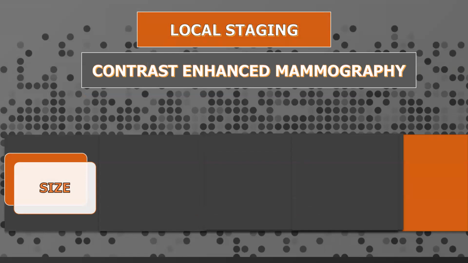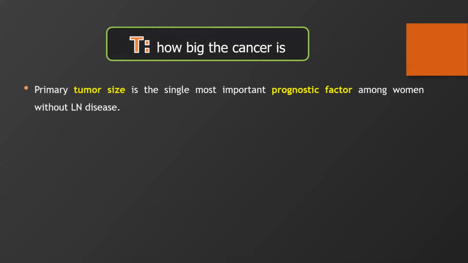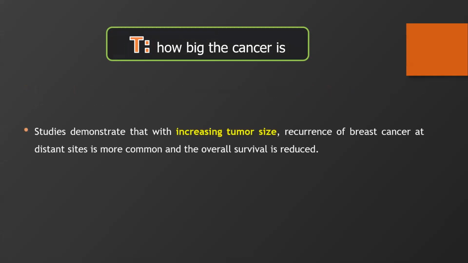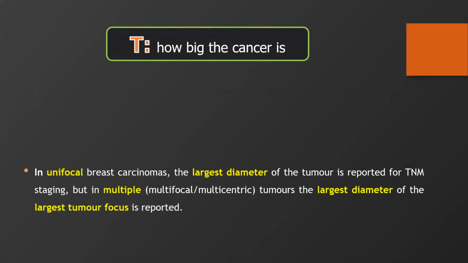And we'll start by assessing the lesion size. The lesion size is expressed as T, and that means how big the cancer is. Primary tumor size is the single most important prognostic factor among women without lymph node disease. And studies demonstrate that with increasing tumor size, recurrence of breast cancer at distant sites is more common and the overall survival is reduced. In unifocal breast cancers, the largest diameter of the tumor is reported for the TNM staging, but in multiple tumors, the largest diameter of the largest tumor focus is reported.